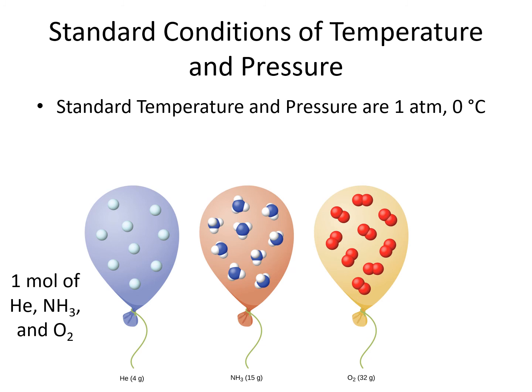Scientists have agreed on a set of conditions called standard temperature and pressure, abbreviated STP. STP is 1 atmosphere of pressure and 0 degrees Celsius. We can take that set of conditions and find out what volume 1 mole of an ideal gas at STP would take up. To do that, we're using the ideal gas law, but we're rearranging it to solve for volume. The rearranged form of the equation is volume equals nRT divided by P.